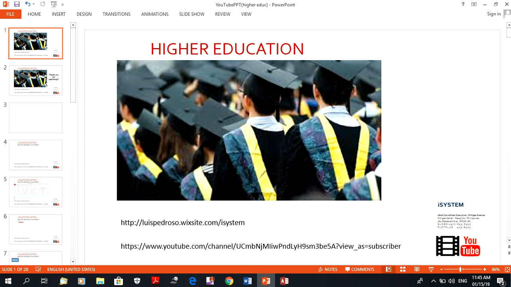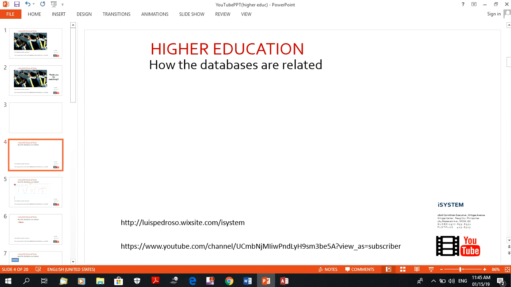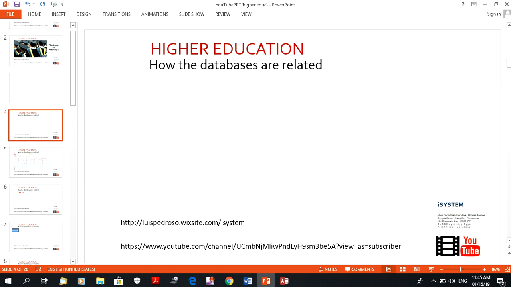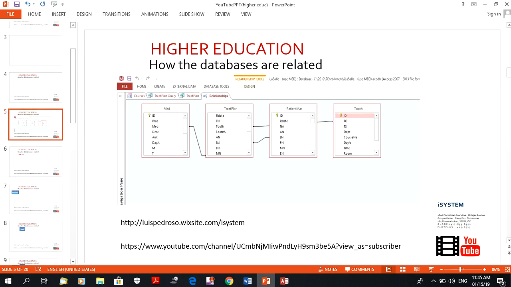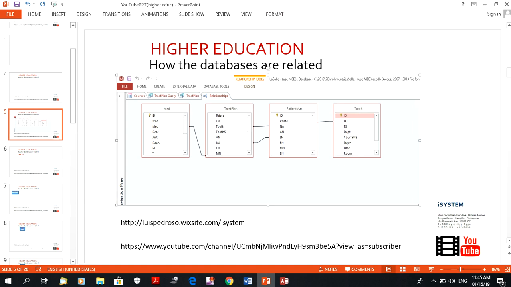So without further ado, let's talk about how the databases are related. Now, we are talking about the system of databases used for an enrollment system. So let me introduce you to those databases. Initially, you have med, treat plan, patient mass, and tooth.